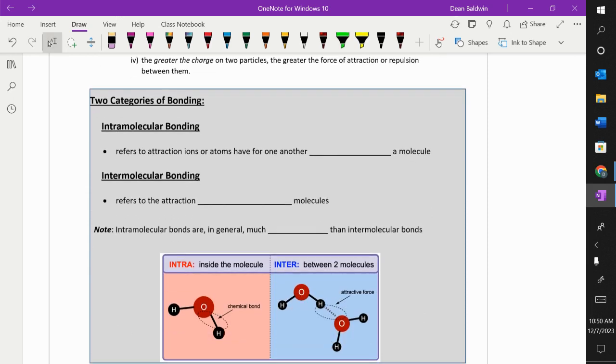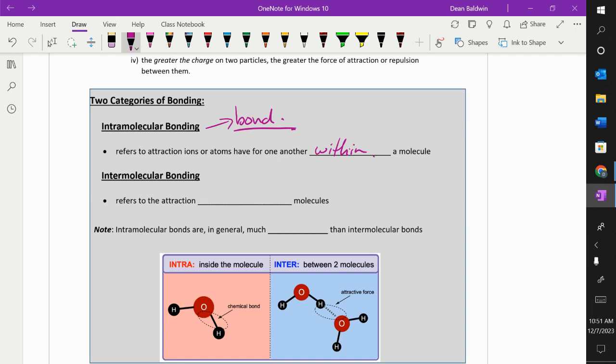Okay, two types of bonding. Intramolecular, which is within the molecule. This is the type of bonding that, when I say a bond, that's usually what we're talking about, right? When I say a chemical bond, we're talking about the intramolecular bonding, within the molecule that makes the molecule up. Okay? That's the most common thing that we say.